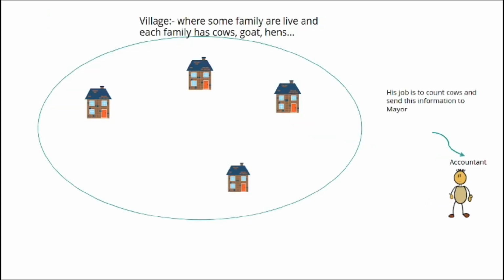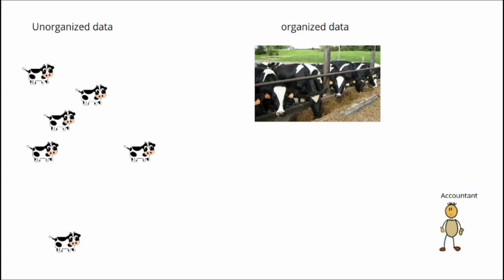Suppose a village where some families are living and each family has a cow, goat, hens. So if you go to the village, you see this type of thing, right? Now here is the man. He is basically an accountant, and his job is to count the cows and send this information to the mayor. For many years we have understood that organized data is more understandable.